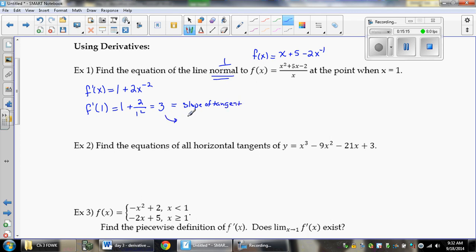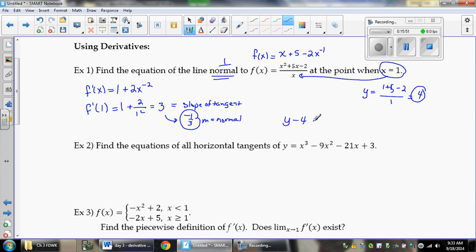So that means that negative 1/3 is the slope for the normal line. I used m for slope. So this is going to be our slope for the normal line. And then I need a slope, I need a point. So I have x equals 1. Now I need a y value. To get the y value, I'm going to plug this back into here. So y, when x is 1, is going to be 1 plus 5, minus 2 over 1, which is 4. There's an x value, a y value, a slope. y minus y1 equals m times x minus x1.